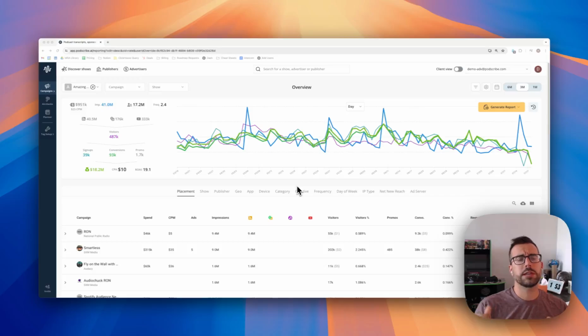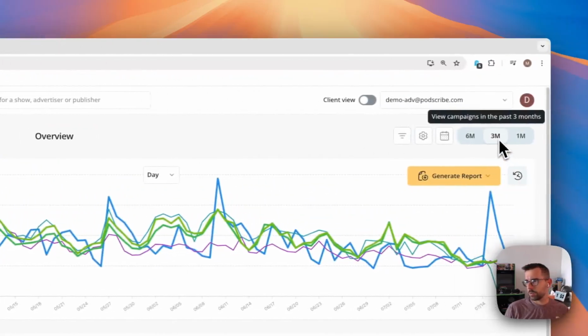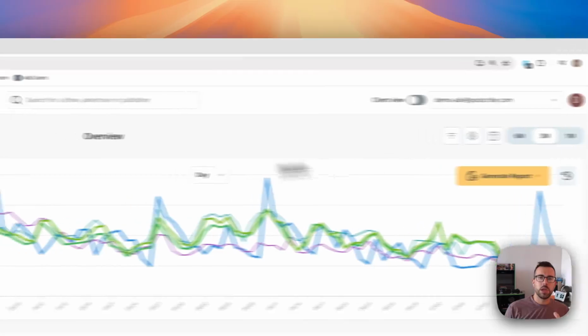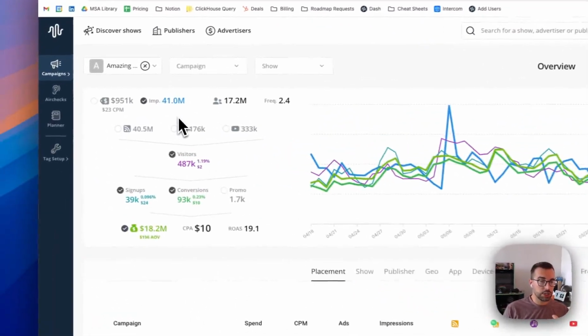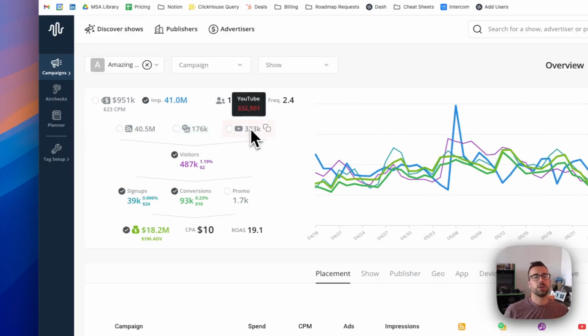First of all, we'll look left to right, top to bottom on this screen. Again, this is with Amazing Brand, over the course of the last 3 months. We do have date pickers in here that will allow you to pick things like week, month, or a custom date range. Within here, we have the overarching numbers. So we have impressions delivery, and those impressions have been sent across podcasts, Spotify SAI, as well as YouTube. We do also track streaming audio as well. If those impressions were present, we would show them here.